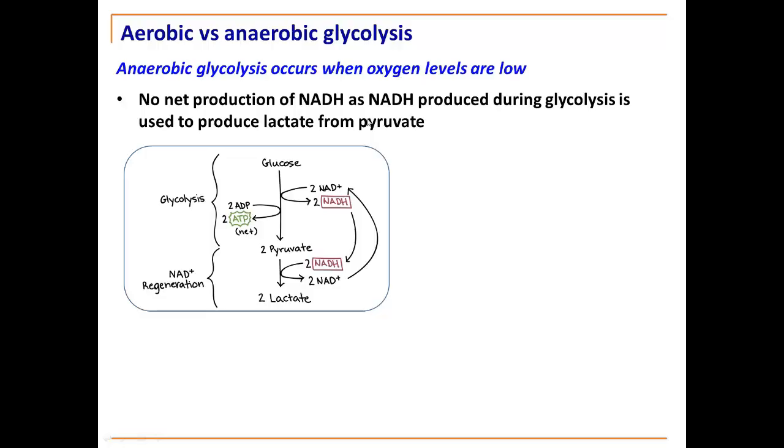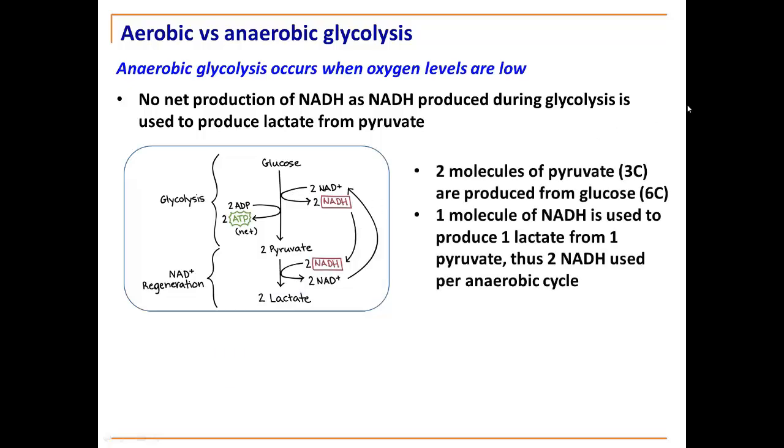And actually we don't get any net production of NADH during this process, because NADH is used as an intermediate to produce our lactate. So in other words, glucose to pyruvate produces 2 NADH, and pyruvate to lactate uses those NADHs again. So it all gets recycled in that pathway. Of the two molecules of pyruvate produced from one glucose molecule, one molecule of NADH is used to produce one lactate from one pyruvate, therefore we're using two NADHs per anaerobic cycle.